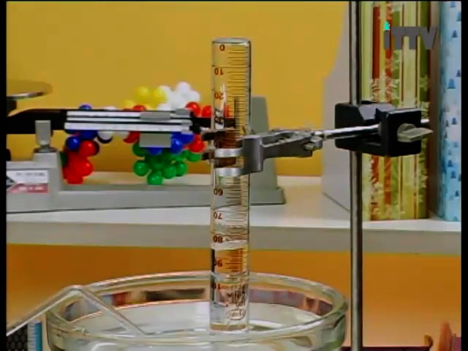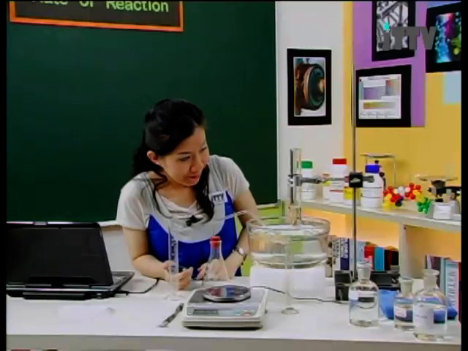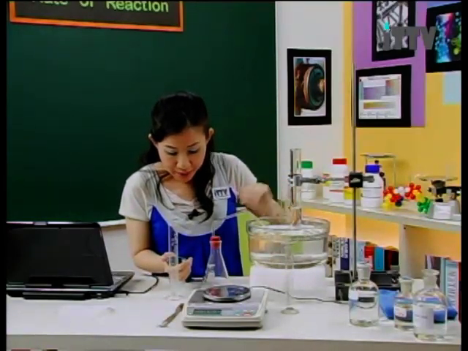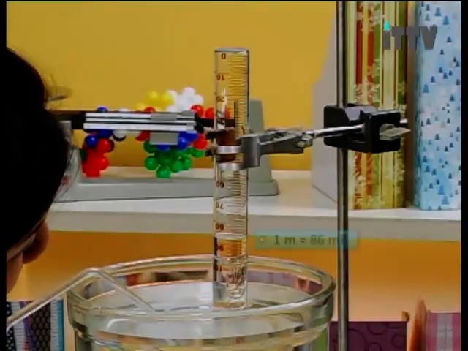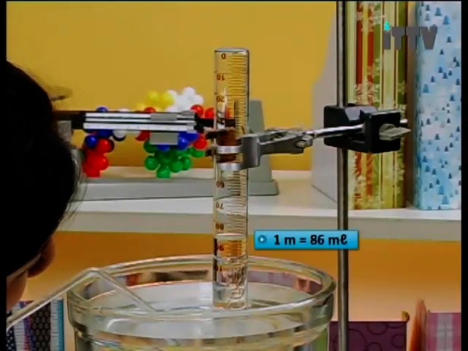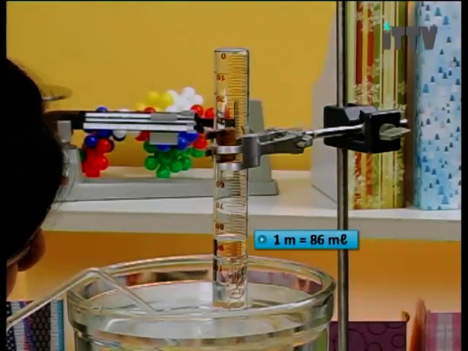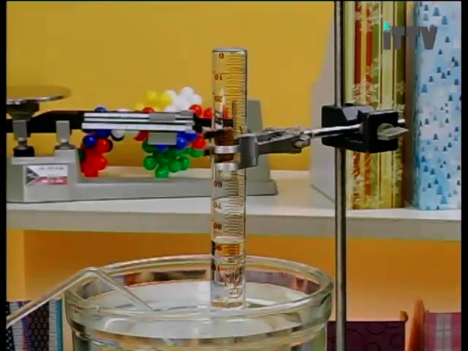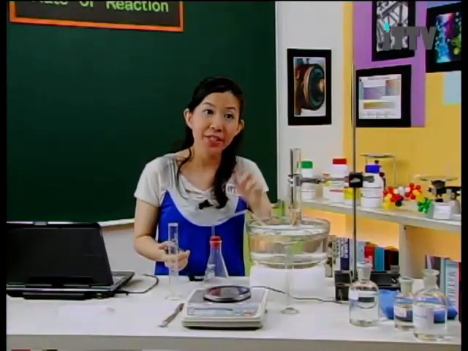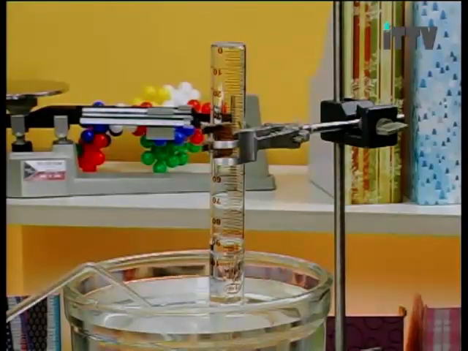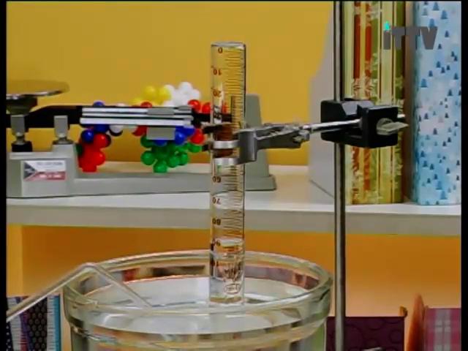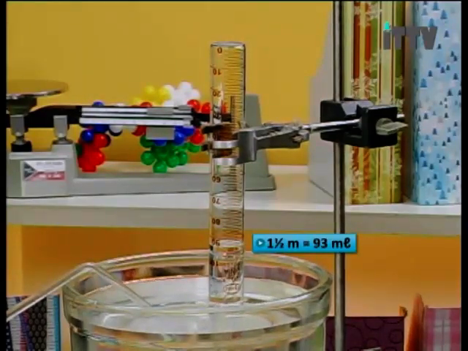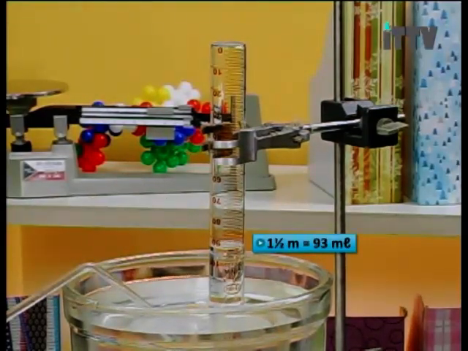Let's wait for the second 30-second interval. You can see the rate of reaction is going slower. And the next one is about 86 mils. For the second 30-second interval is 86 mils. Now, for the next 30-second interval will be about 93 mils.